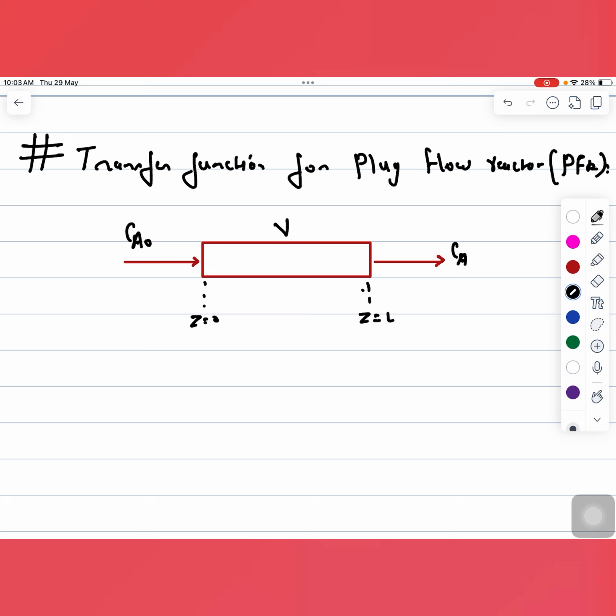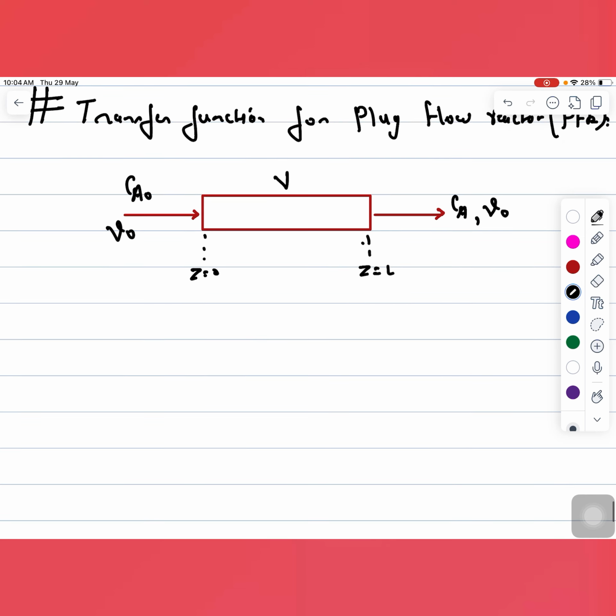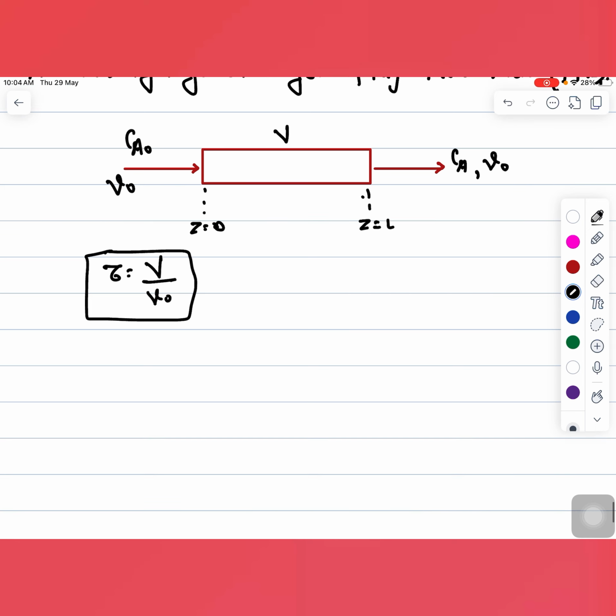And if I am measuring the volume of the plug flow reactor as V, and the volumetric flow rate at the inlet is V naught, and at the exit I am again considering the volumetric flow rate to be V naught. So first I will derive the value of tau, the space time for the plug flow reactor. That is tau equals V divided by V naught, the volume of the plug flow reactor divided by the volumetric flow rate. This is Z equals 0, Z equals L, and again I am assuming a first order reaction.